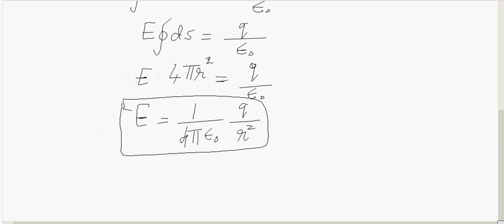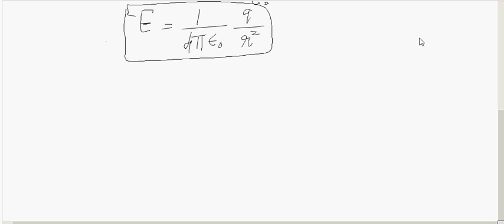The second question says, draw the graph showing the variation of electric field with respect to r for r greater than R and r less than R. So the second question is about the E versus r graph.